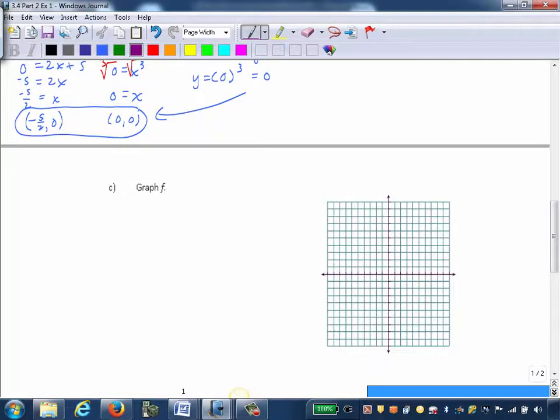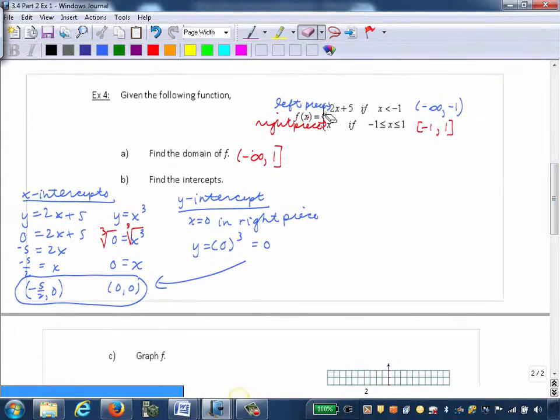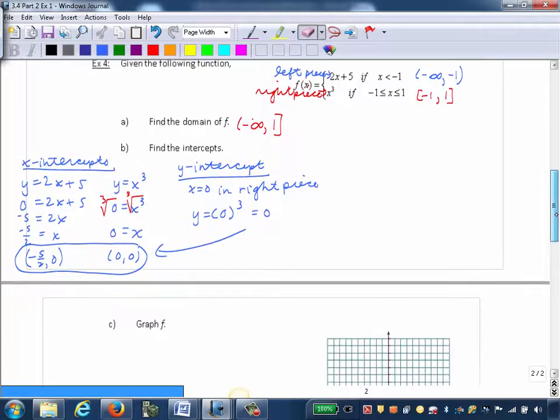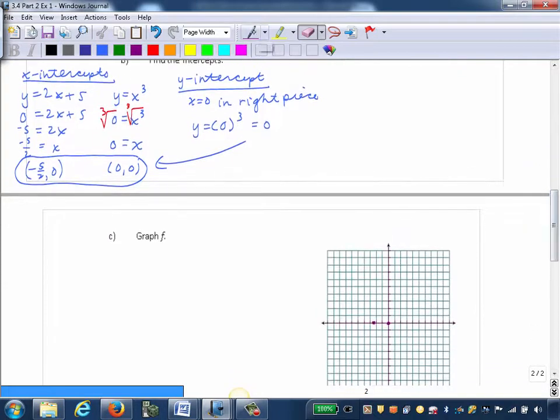So I will sketch my negative 5 halves, which is negative 2.5, 0, and then 0, 0. Now we want to graph our left piece and then our right piece. The way the equation is given, the 2x plus 5 is our left piece. It goes from negative infinity to negative 1. The right piece is an x cubed graph, and it goes from negative 1 to 1. When we graph the pieces, we have to graph the left and right boundary of each piece if possible.